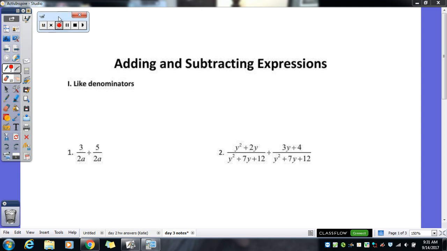So what we are working on today, as I said, is adding and subtracting our fractions. There's two scenarios that are going to happen when you're adding and subtracting your fractions. First one is if you have like denominators. If you have like denominators, it's actually going to be a little bit easier. So what you're going to do when you're adding is you are going to keep your denominator.